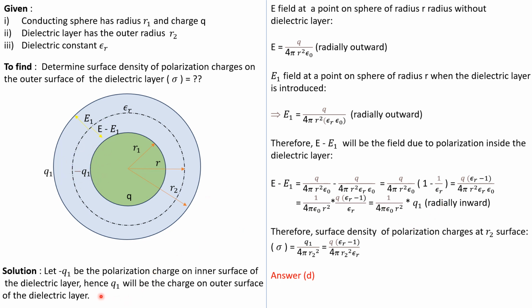Since we have taken Q1 and minus Q1 as the charge appearing on the two layers of the dielectric, we can say that Q1 is equal to Q into epsilon r minus 1 divided by epsilon r. Now we know the value of Q1. So if we divide by the surface area, we will get sigma. So sigma will be Q1 by 4 pi R2 square.